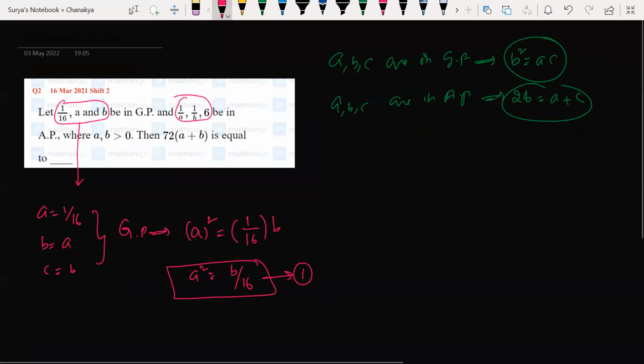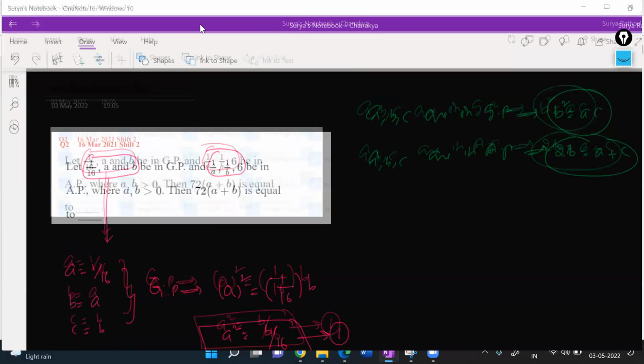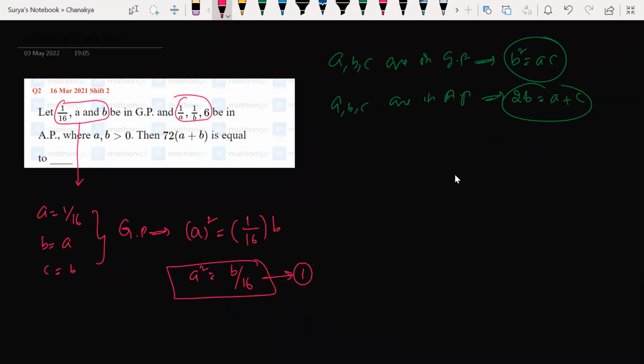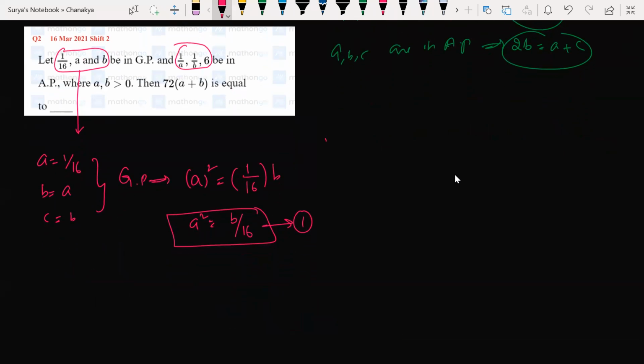Okay, keep it aside. Jafar ji are here. We are solving sequence and series questions, Jafar ji. So please involve in the class. Why are you late?